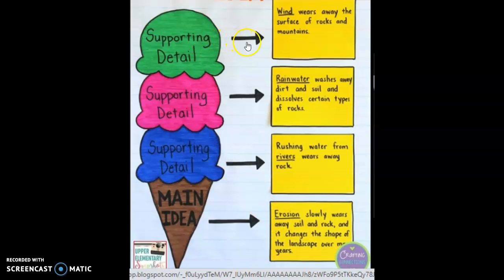Our third supporting detail, wind wears away the surface of rocks and mountains. Again, supporting detail backs up the main idea. Your supporting detail has to do with whatever your main idea is. So this wind wearing away the surface is another type of erosion.